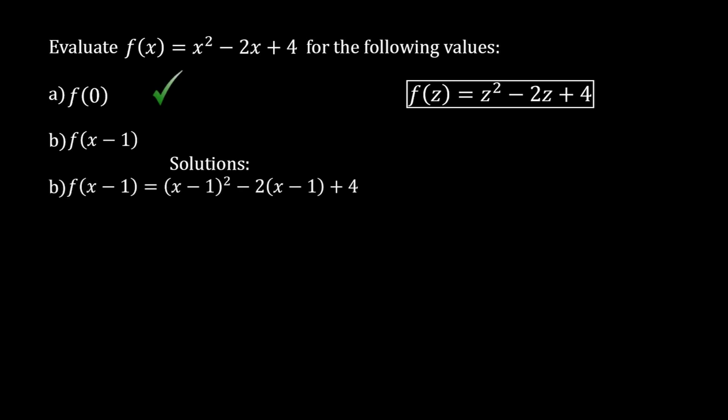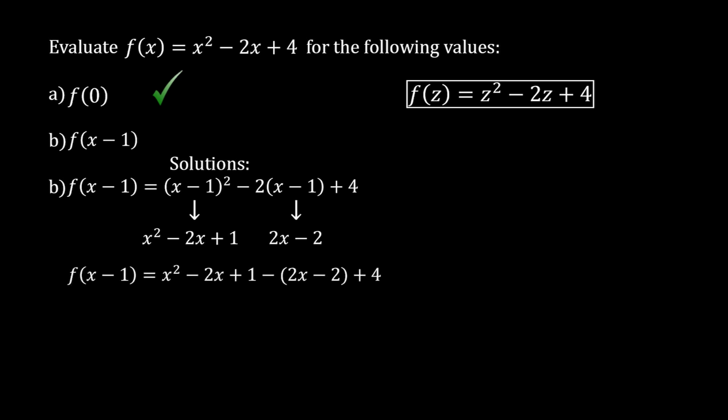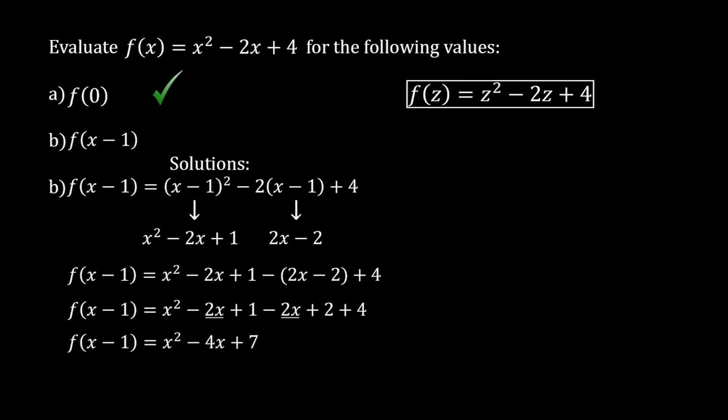B, f of x minus 1 equals x minus 1 squared minus 2 times x minus 1 plus 4. X minus 1 squared is x squared minus 2 times x plus 1. 2 times x minus 1 is 2x minus 2. We get f of x minus 1 equals x squared minus 2x plus 1 minus 2x plus 2 plus 4. And this is equal to x squared minus 4x plus 7. The answer to the question B, f of x minus 1 is equal to x squared minus 4x plus 7.